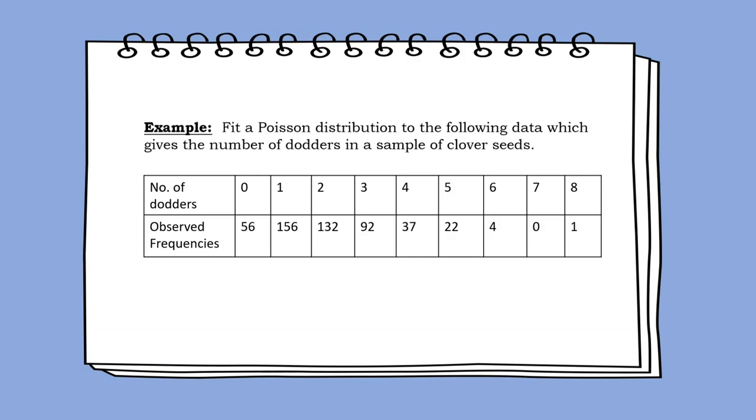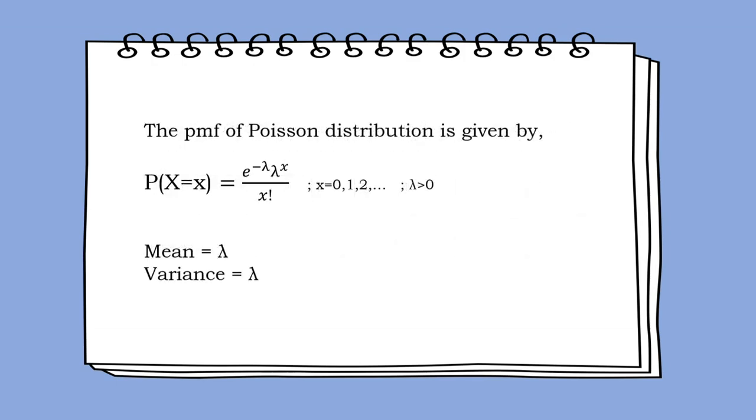Fit a Poisson distribution to the following data, which gives the number of dots in a sample of clover seeds. The data is given below. So let us see the PMF of Poisson distribution first. The PMF of Poisson distribution is given by P(x) = e^(-lambda) lambda^x divided by x factorial. The mean is lambda and the variance is also lambda.